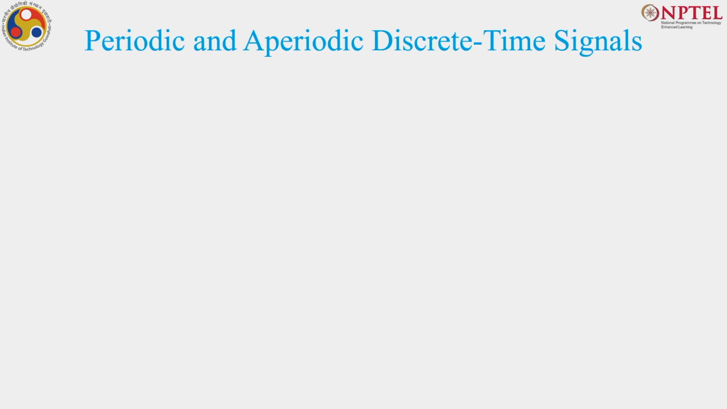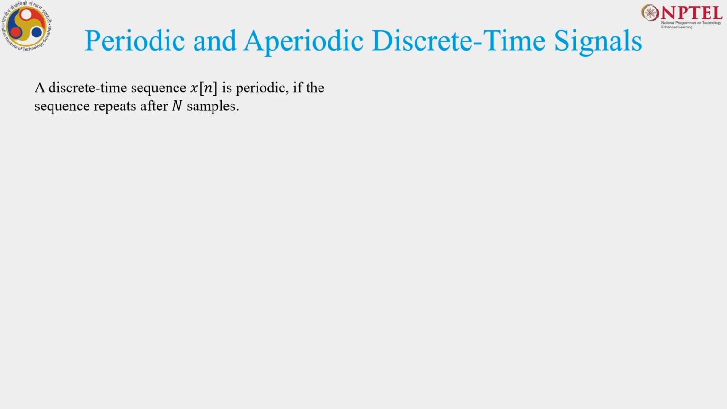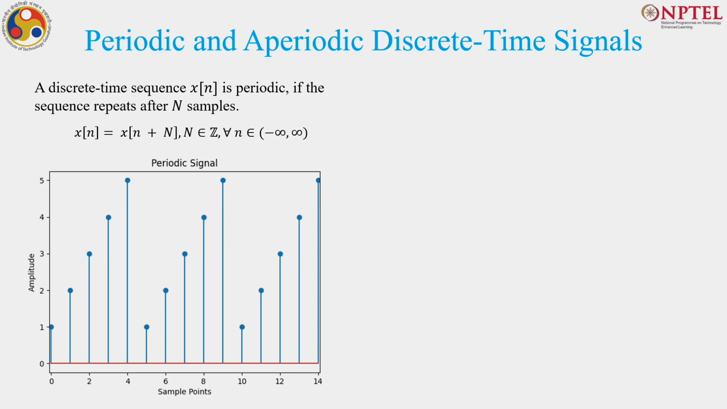The next is periodic and aperiodic discrete time signals. A discrete time signal or sequence is periodic if it repeats after a value N, like x of n equals x of n plus capital N, and the minimum positive value of N is called the period, because if it is periodic by N, this will also hold for 2N or 3N or any integer multiple of N. So, the minimum positive value is selected as its period.